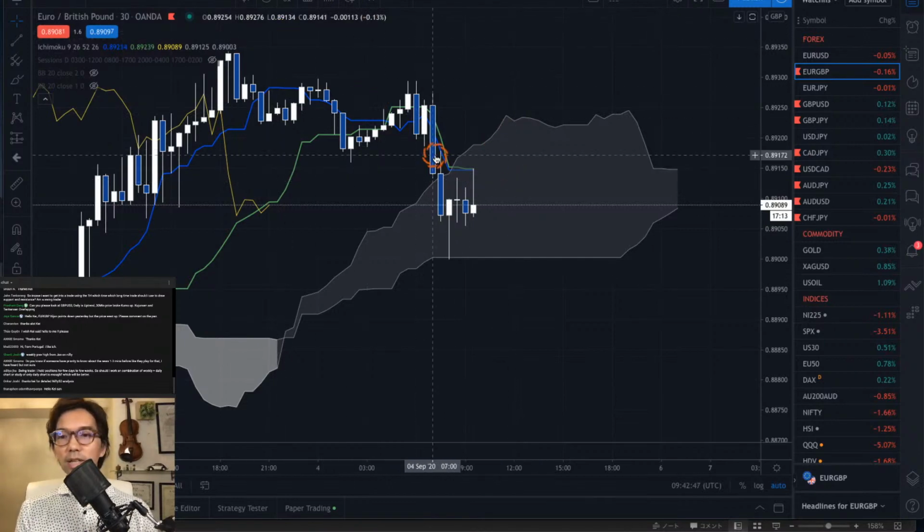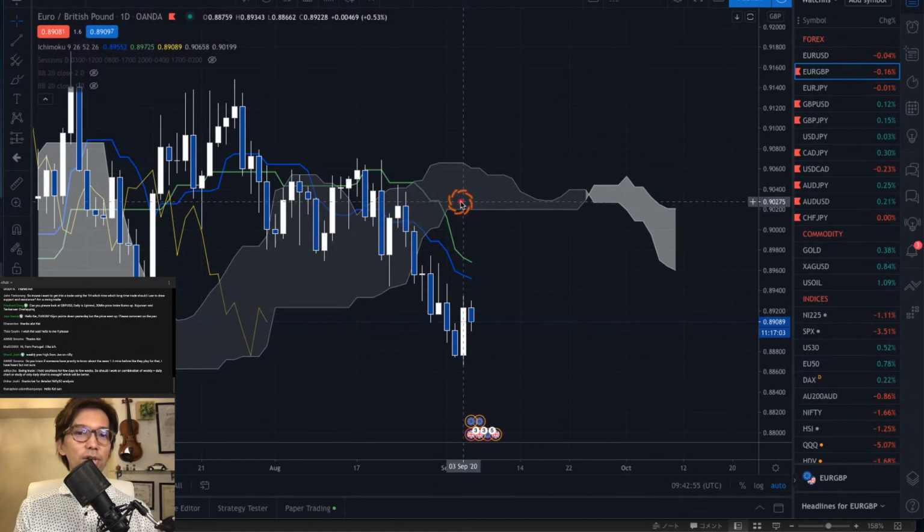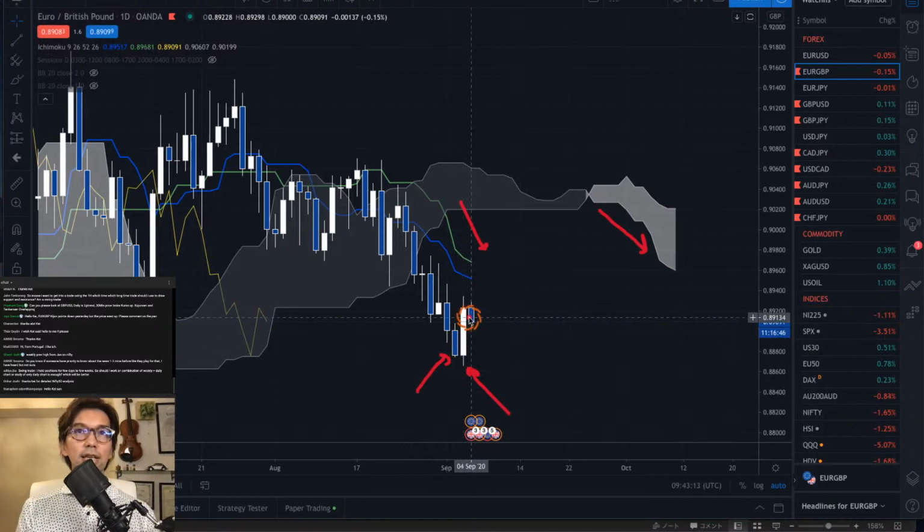Also, this was a 30-minute chart, so let's take a look at the daily chart. On the daily chart, Kijun-sen is going down, Kumo going down too, and the price is retracing backwards. This is engulfing. The previous candle was engulfed by yesterday's candle, and today's candle also looks to be engulfed by yesterday's candle.